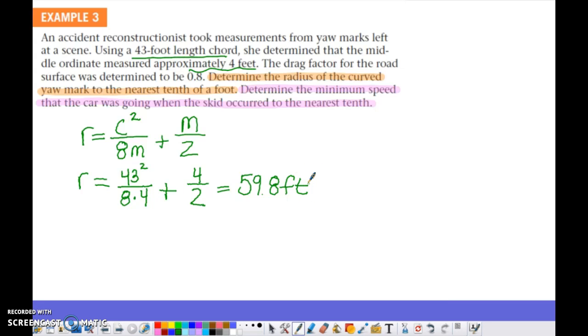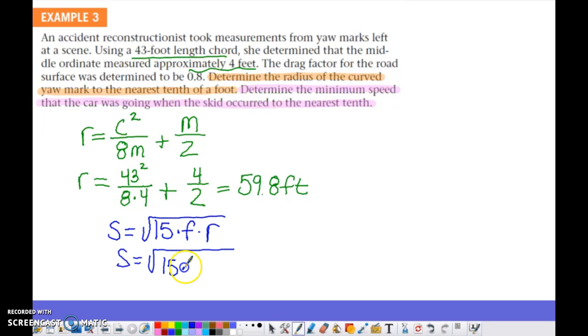Great, so we got the radius of this yaw mark that we have on the road. We got to determine the minimum speed. So we have to use our yaw mark formula, which is the speed of the car is equal to the square root of 15 times the drag factor times the radius. So if we just plug in what we know, we'd have 15. My drag factor we see up here is determined to be 0.8. 0.8 times my radius, which is at 59.8.